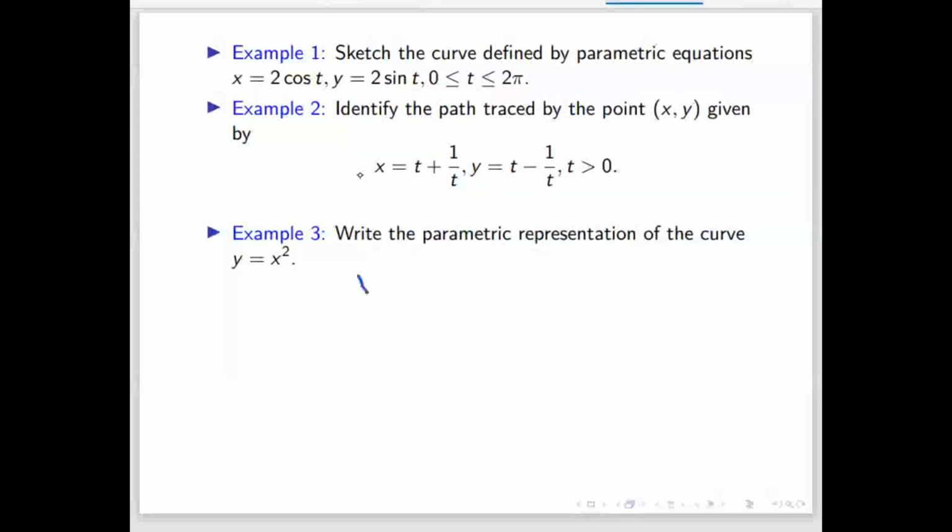There could be many parametric representations. So give me only one. If x equal to t, then y equal to t square. This is one representation. We can take another representation also.